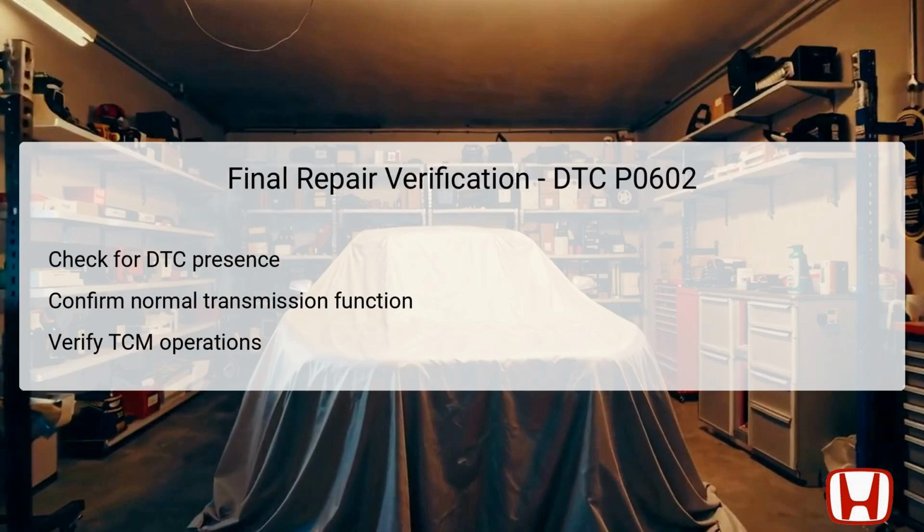After completing the troubleshooting steps for DTC P0602, it is crucial to verify repairs effectively. Firstly, check to see if the DTC is still present by conducting a diagnostic scan. If the DTC has been cleared, your next step is to evaluate the vehicle's transmission performance to ensure normal function has been restored. While driving, monitor for any unusual behavior like hard shifts or stalling, which can indicate unresolved issues.